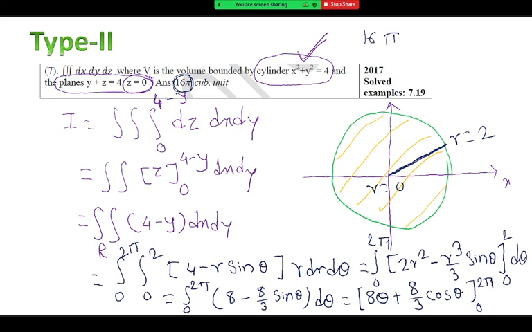And this time you will get 8 by 3 cos 2 pi, which is 1. For the lower limit theta is 0, the first term is 0, cos 0 is 1, so minus 8 by 3. So the final answer is 16 pi.